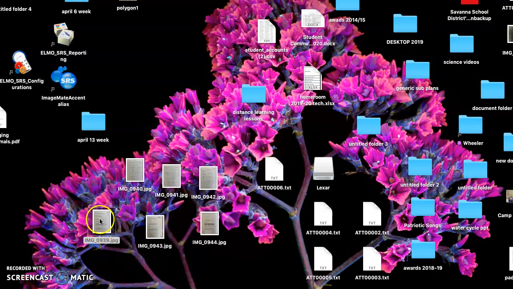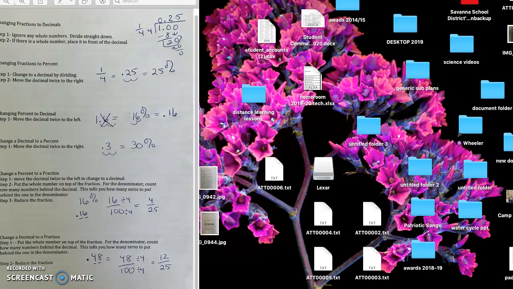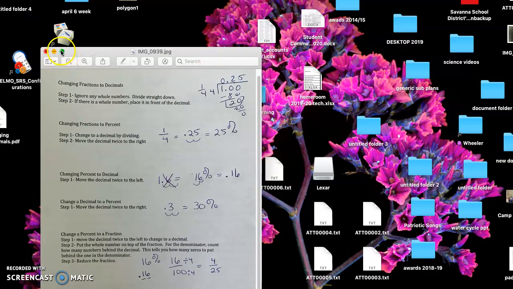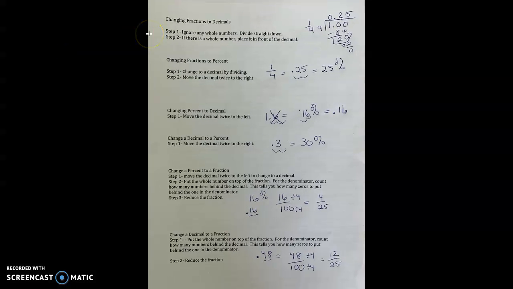Good morning. Today we're moving on to a new topic where we're reviewing changing fractions to decimals, decimals to fractions, fractions to percent, all of that. If I were you, the first thing I would do is take notes on this whole page so that you can use it on your assignment.